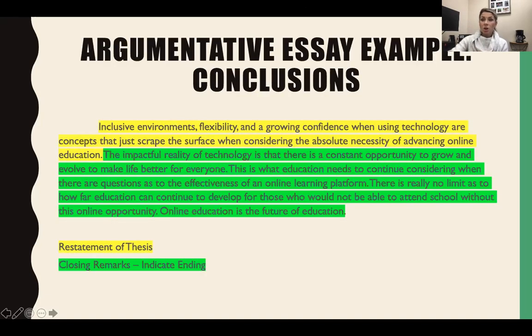So again, here's an argumentative essay example of a conclusion. Inclusive environments, flexibility, and a growing confidence when using technology are concepts that just scrape the surface when considering the absolute necessity of advancing online education. Okay, what I've done there is I've restated my thesis very clearly.